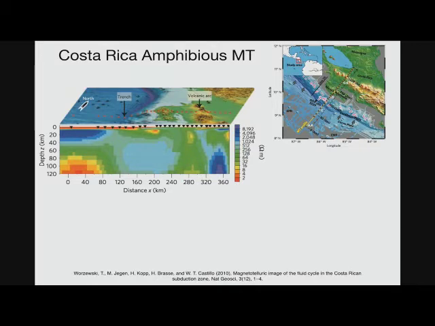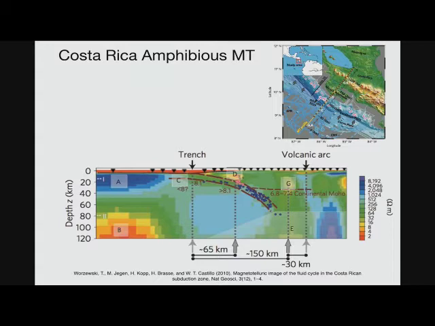Okay, so the first project I'm going to talk about is a survey that was done in Costa Rica. So this was just about 100 or 200 kilometers to the south of where our project was off Nicaragua. And this was done by the German group out of GEOMAR, where they deployed a fleet of MT sensors across the oceanic part of the subduction zone as well as on land. So this was an amphibious project. And this is the conductivity model that they got here. And I'm just going to zoom into their interpretation here.